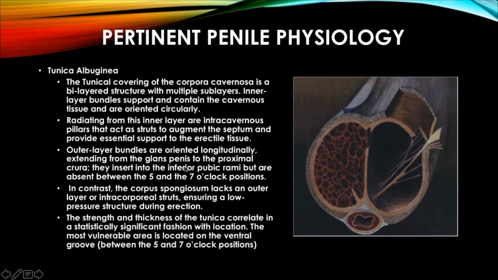They insert to the pubic rami, but there's some absence between the 5 and 7 o'clock positions down underneath on the bottom, and that's where the penis sort of is at risk for buckling injuries that can be associated with abnormalities like Peyronie's disease. The strength and thickness of the tunica correlate in a statistically significant fashion with the location. The most vulnerable area, as I said, is the ventral groove between the 5 and 7 o'clock positions, right in here, where there's really only one layer of that coating the erectile chamber.